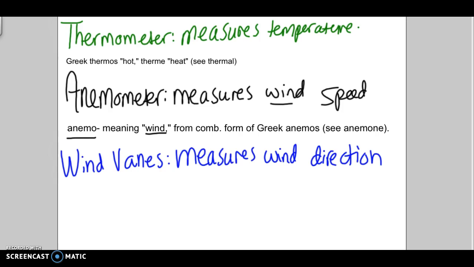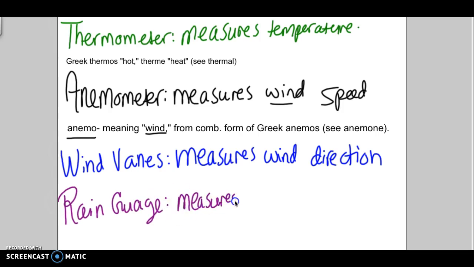Next, we have a rain gauge. This measures rainfall. That one's very easy. The word is in there. It measures rainfall. I'll let you pass that around. Every year I put those outside, and every year they get run over by the lawnmower. I don't know why, but it happens.